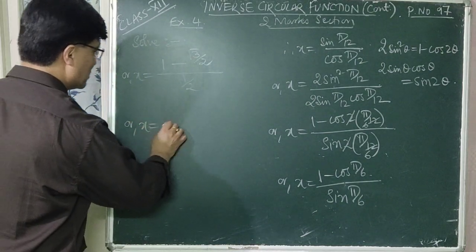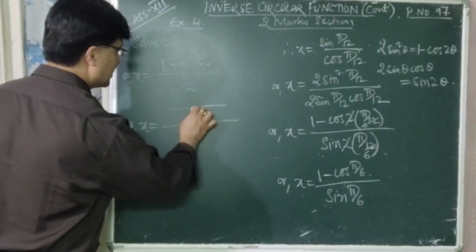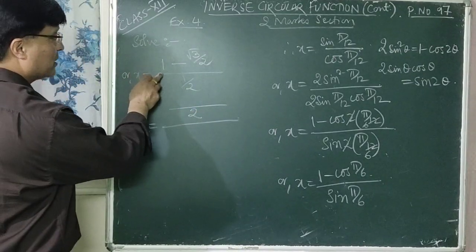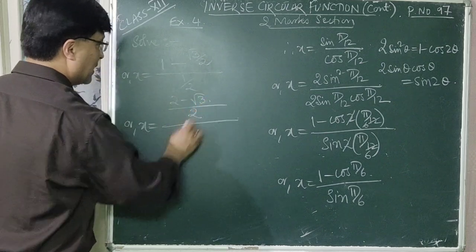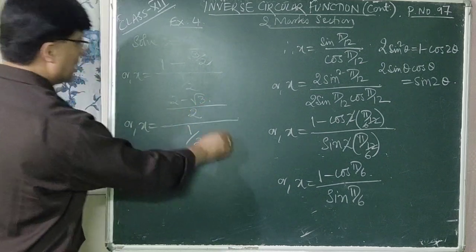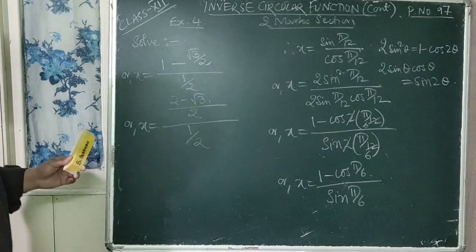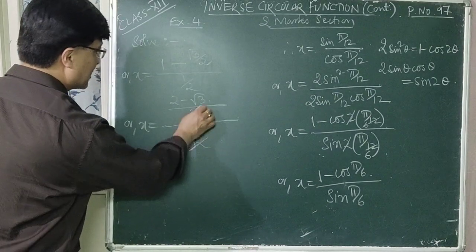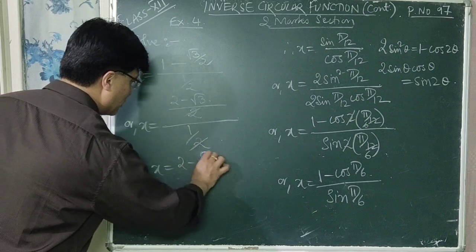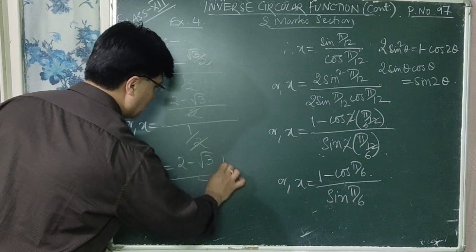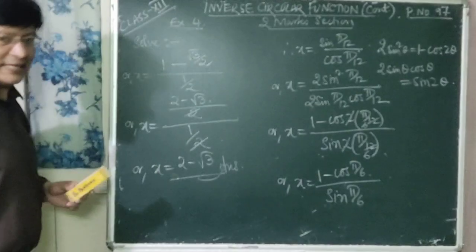x is equal to, what's the LCM in the numerator? That is 2. Below 1 there is 1. So 2 1s are 2 minus root 3, and in the denominator it is half. Now you can again simplify it further. 2 gets cancelled here. So x is equal to 2 minus root 3. So this is the final answer.